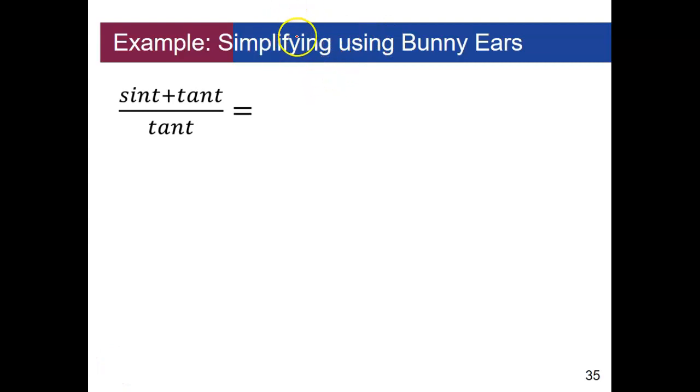Okay, this example is going to be one where using bunny ears is going to be helpful. It is possible that if you wanted to go ahead and substitute sine over cosine in the place of tangent, you could work this out that way. It's just the bunny ears is going to make it go a little bit quicker for us. So with the bunny ears, what we do is we put each part over the denominator. So we're going to have sine of t divided by tangent plus tangent over tangent.